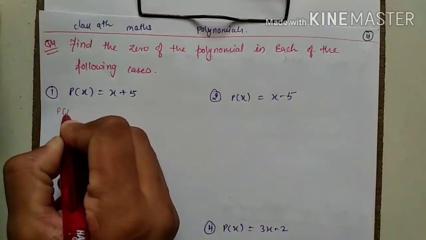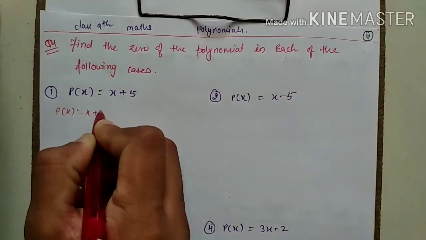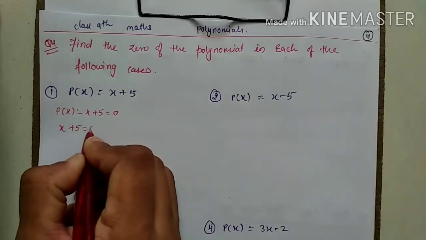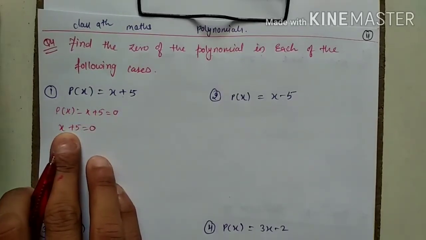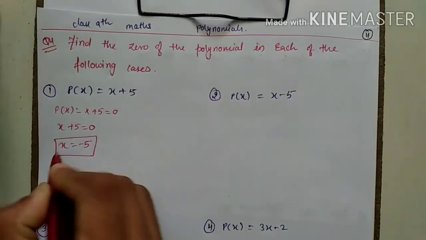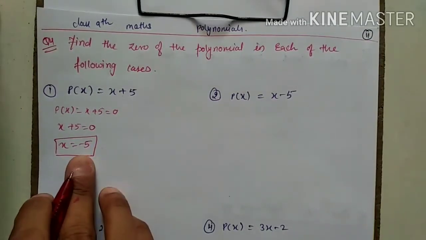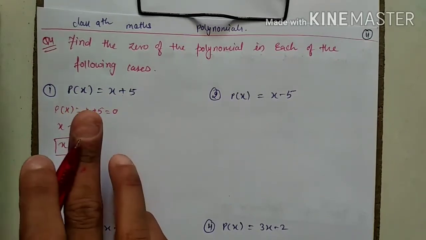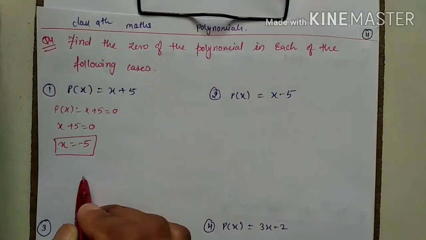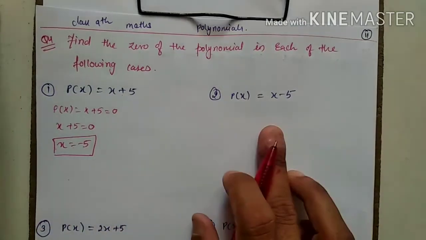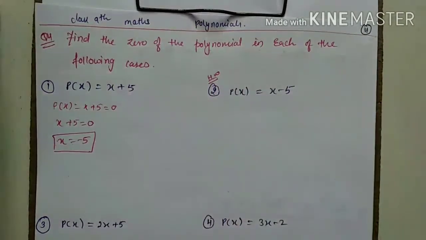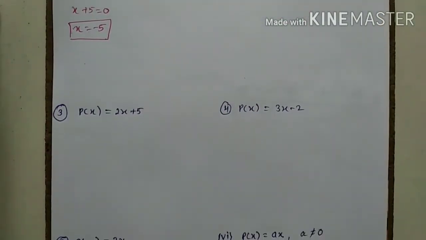So p(x) equals x plus 5, and equals what you have to put first? 0. So x plus 5 is equal to 0. This positive 5 will go to that side and become x equals minus 5. If you put this value of x, you will get 0, the zero of the polynomial. So what will you write? x equals minus 5 is the zero of the polynomial. This question I am giving you as homework as it is your first question. Okay.